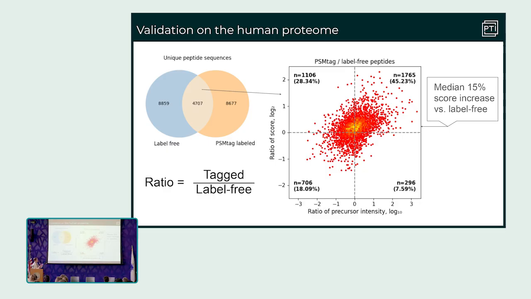And for that, we can compute both its ratio of relative abundance on the x-axis, and that shows us that our two samples on the whole are relatively evenly matched by intensity. And we can look at the ratio of score on the y-axis, which shows a distinctive shift in favor of the tag peptides. And this equates to a median 50% score increase of the tag peptides versus the label-free.